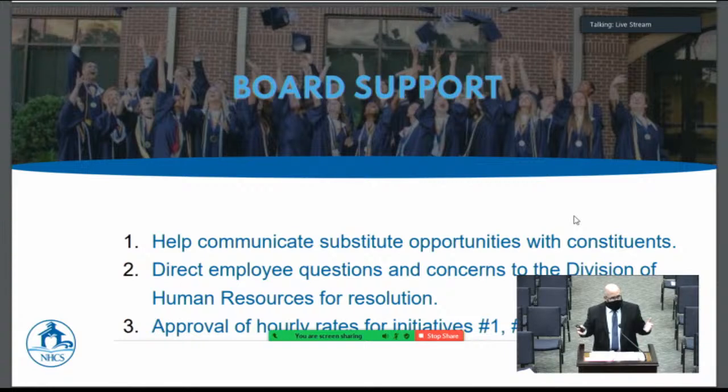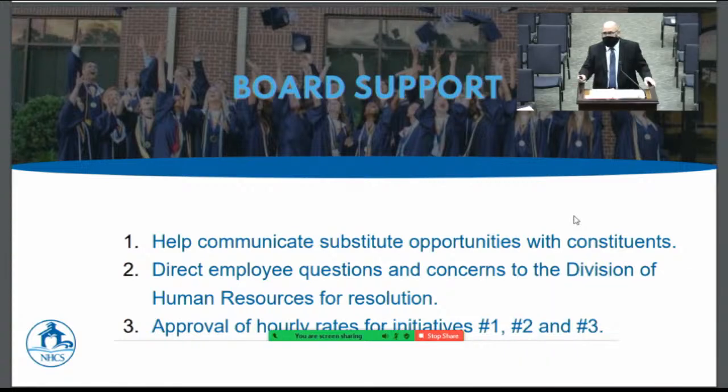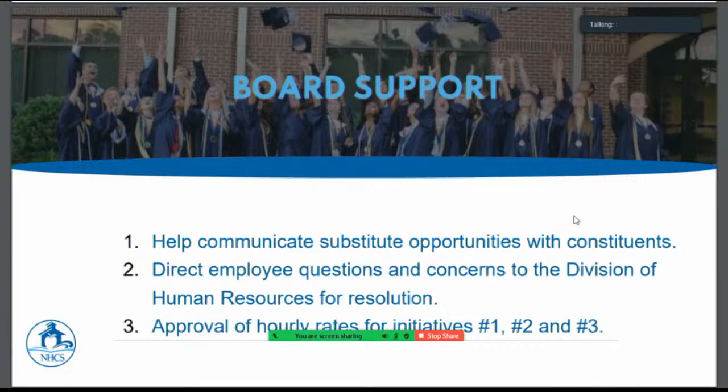So for board support, of course, if you guys can continue to communicate substitute opportunities with constituents and folks in the community. If you have any questions or concerns, or if employees have those, direct them to me, direct them to HR so we can resolve those. And then I would ask that you guys look to approve the hourly rates for all three of the initiatives, which would be increasing the overall sub rate, allowing for a stipend for those people covering courses, and then also approve the permanent subs positions at schools.